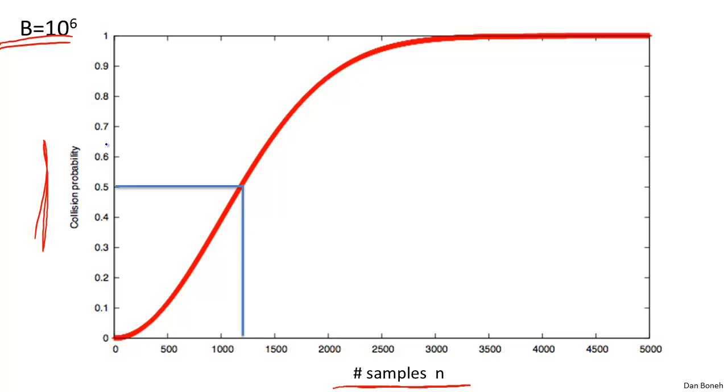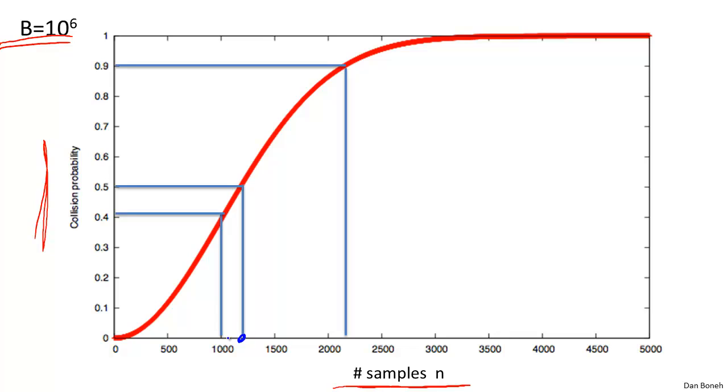So we see that the probability of 1/2 happens around 1.2 square root of b, roughly 1.2 square root of b. And you see that if we look at exactly square root of b, the probability for a collision is around 0.4 or 0.41. And you notice the probability goes up to 1 extremely fast. For example, already at roughly 2 square root of b, the probability of a collision is already 90%. Similarly, when we go below square root of b, the probability of a collision very, very quickly drops to 0.